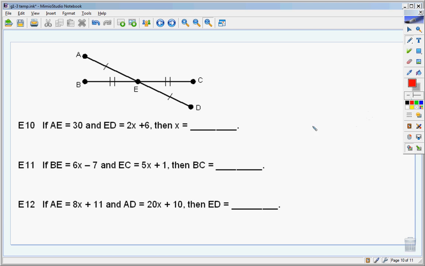Again, I'm only going to do one of these from this picture. I think you'll get the idea of the other ones. I'm going to do example 10. It says AE equals 30. I'm going to write that in this picture. It says ED is equal to 2x plus 6. And it asked me to find x.